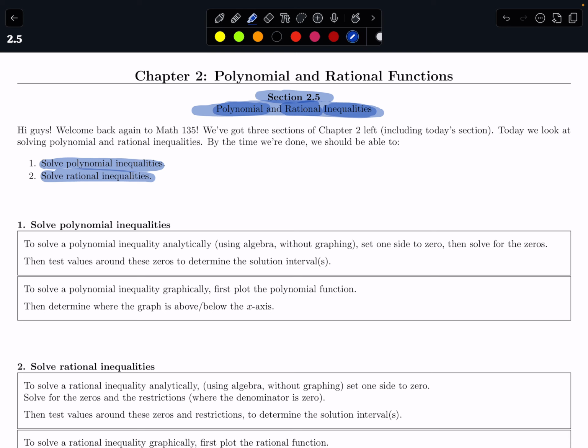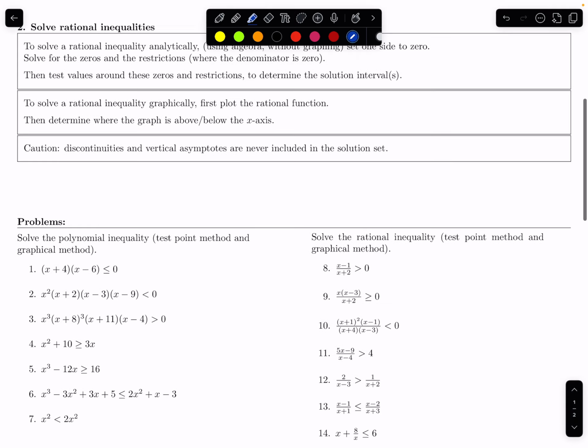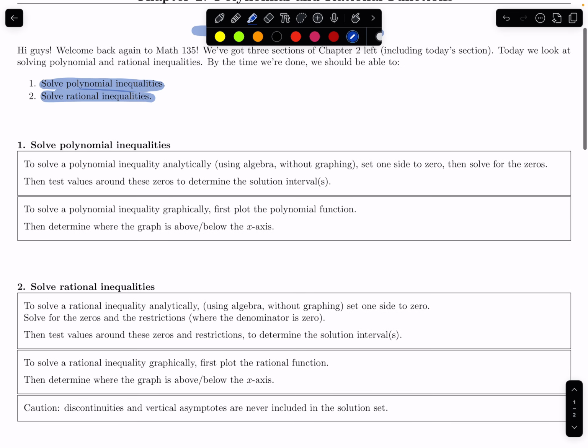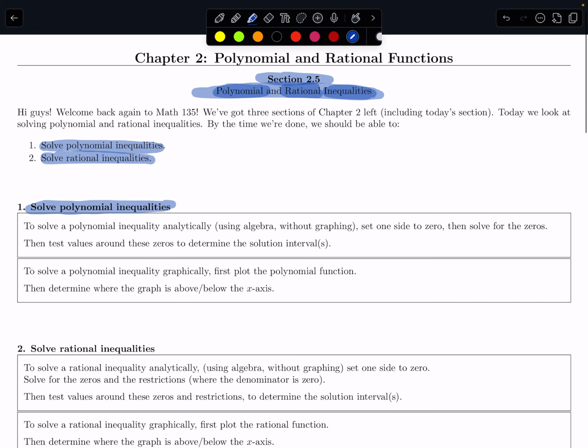Okay, you notice today's notes actually fit on one page. Hallelujah! But that's because there's not a whole lot of theory to talk about today. Just two things, how to solve those different inequalities. Now let's start with number one, solving polynomial inequalities, for the third time on the same page.